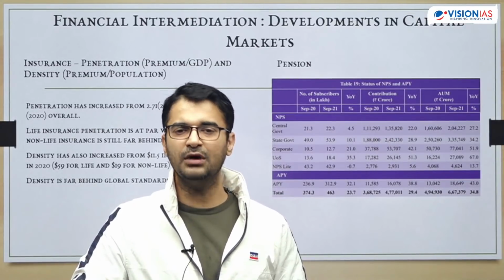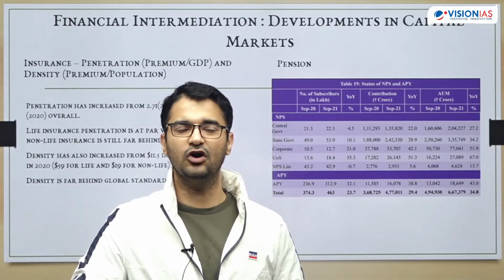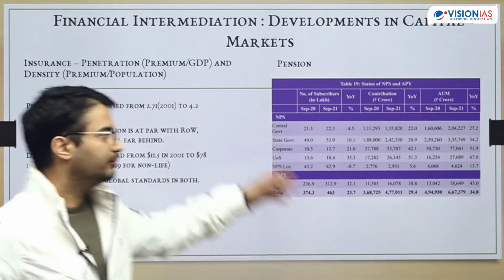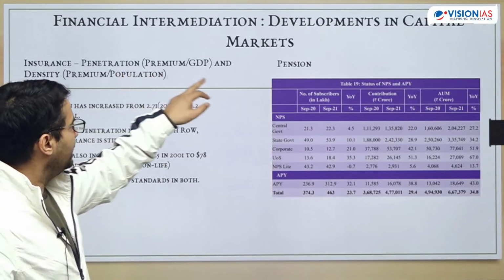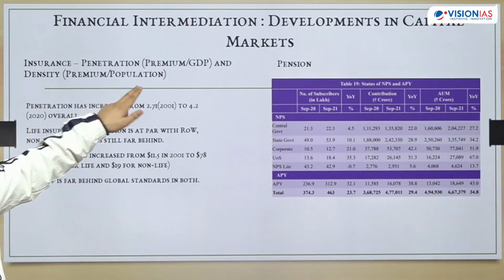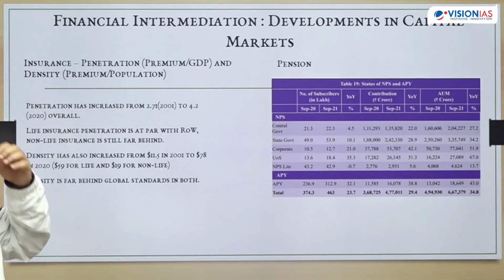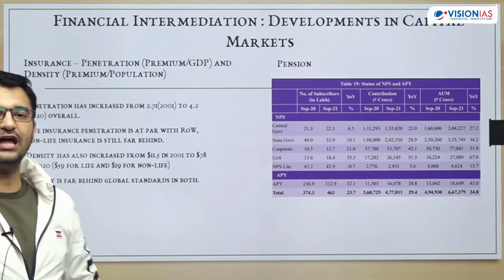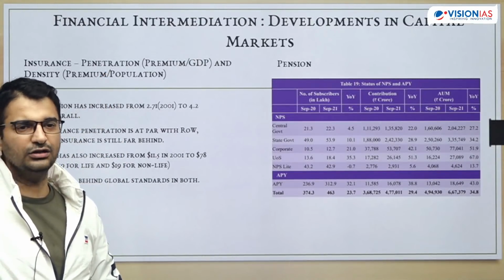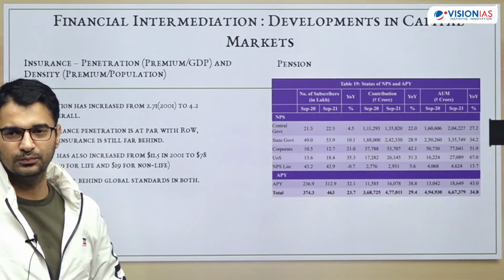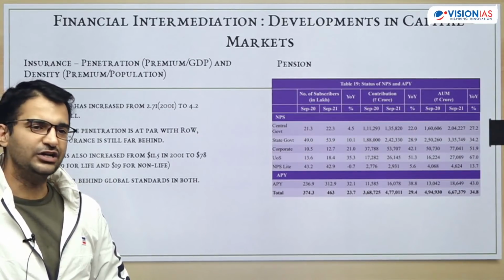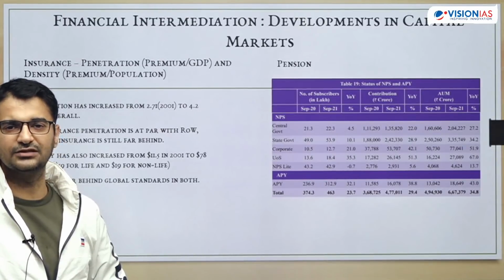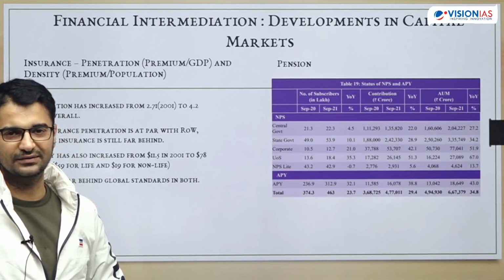Insurance premium upon total GDP is your insurance penetration, and insurance premium upon population is your insurance density. As far as penetration is concerned, penetration has increased in our country. Right now the penetration is around 4.72. Life insurance penetration is at par with the rest of the world, whereas non-life insurance is quite less.